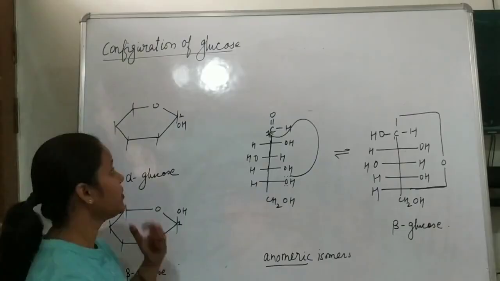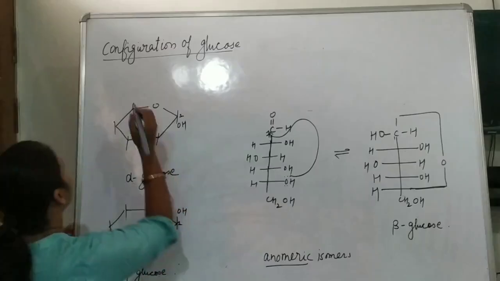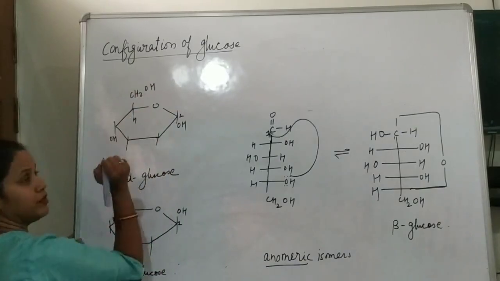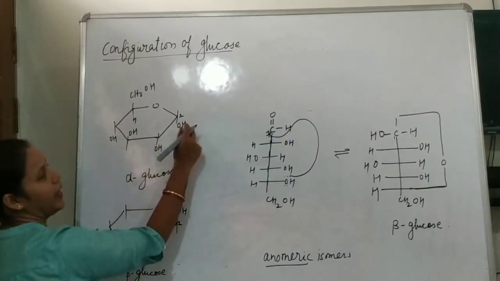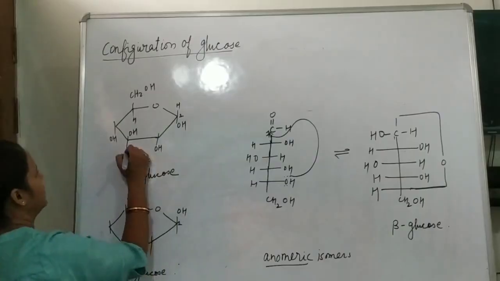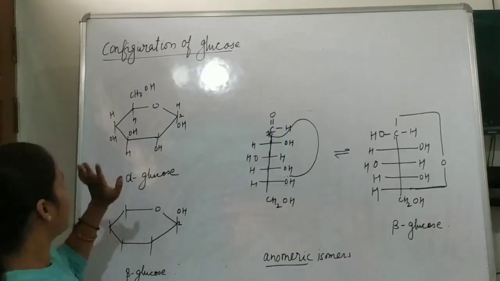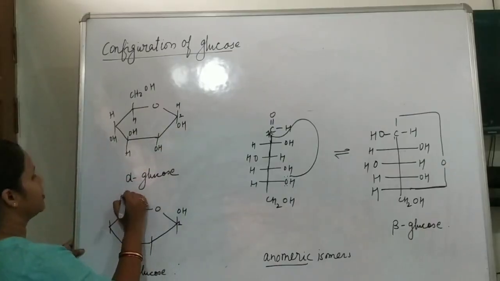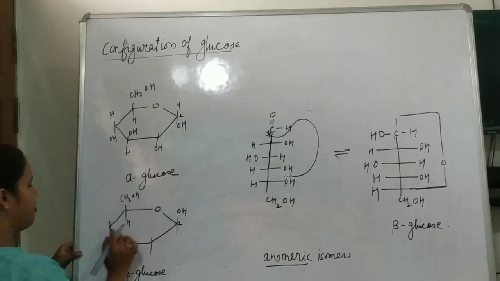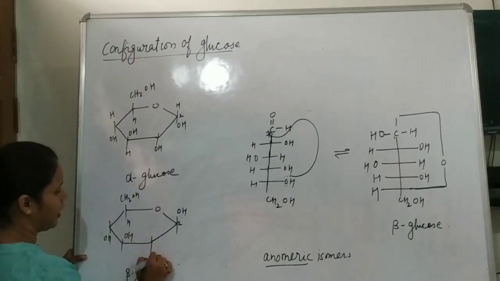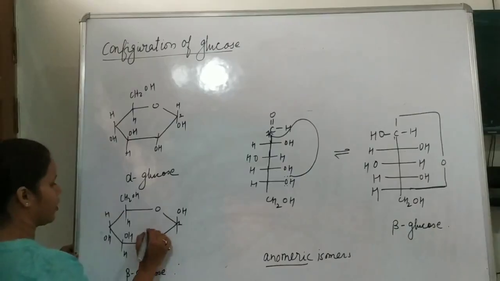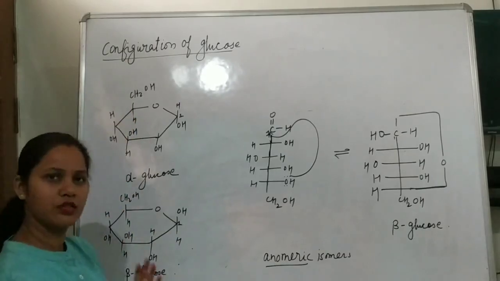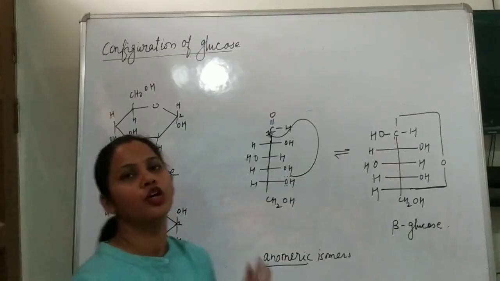How to remember alpha and beta? So a simple trick from my side: here your CH2OH is up, and OH is down. This is for alpha. This is my way, hope you find it easy. Okay, this is alpha glucose, and this is the structure of beta glucose. So this is the structure of glucose, the Haworth projection.